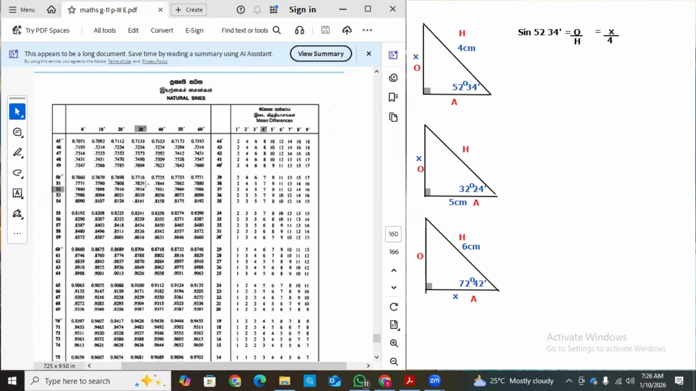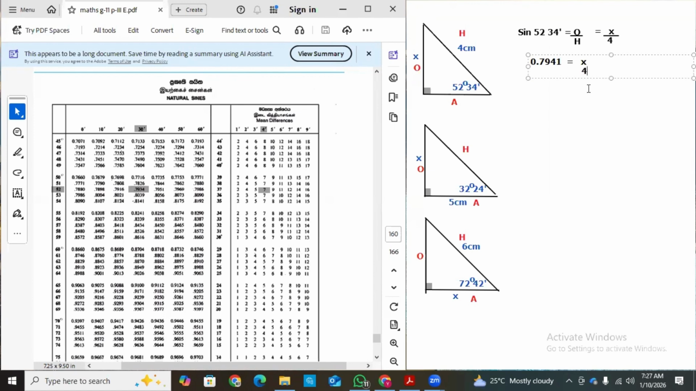Right, so 52 and 30. What's the number you can see in here? That's 0.7934. For that one, now we have to add how much? 7. And we'll add these two. 7934 plus 7. What's the answer? 7941. That's it. So 0.7941. Okay, done. And that's equals to x over 4.